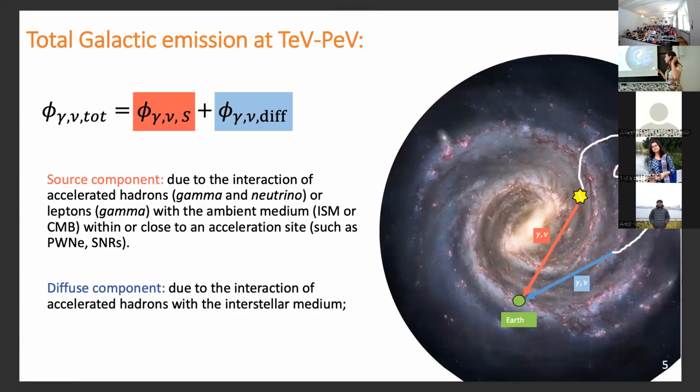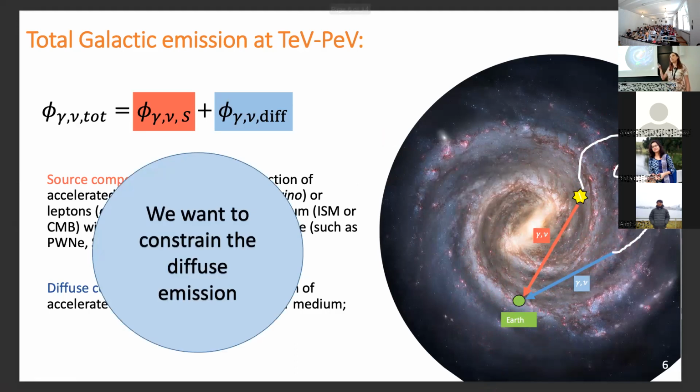Actually, this process can happen inside sources. This star is a source. Accelerated hadrons interact with the ambient medium and produce gamma rays and neutrinos that you can detect at Earth. What can also happen is that these hadrons can escape the source, propagate in the galactic magnetic field and then interact at some points in the galaxy. And this will create a diffuse component. This is actually the component that we want to constrain with gamma ray observations.